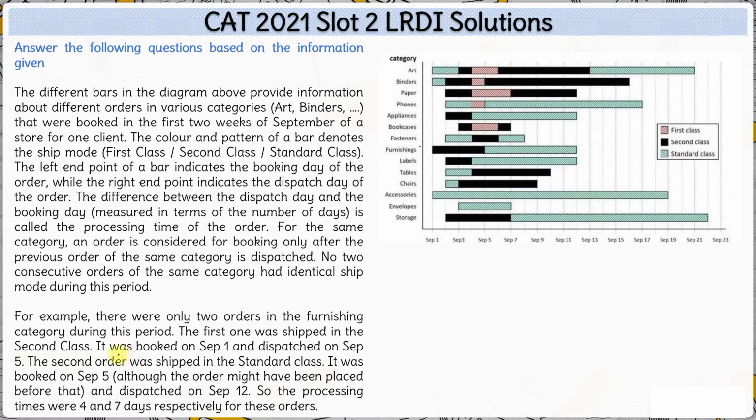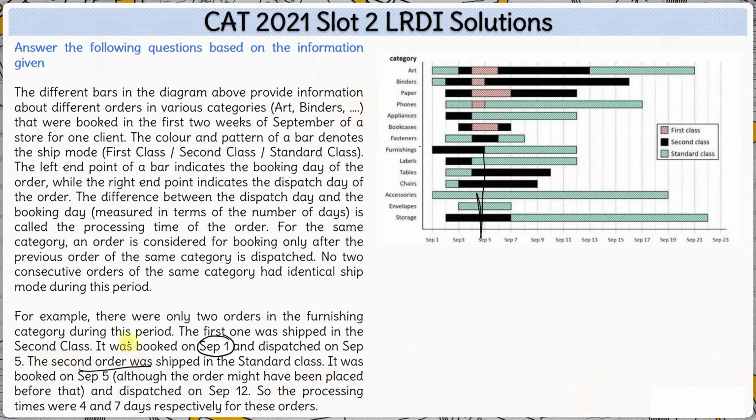So next, the first one was shipped in the second class, which you can clearly see, the black bar is for the second class. The first order was second class and the second order was standard class. The first order was booked on September 1, which is very clear from the graph, and it was dispatched on September 5.